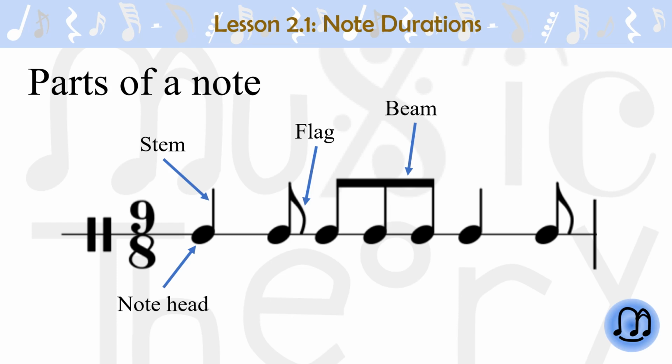Stems are only found on notes with a duration shorter than a half note, and flags and beams are only found on notes with a duration shorter than an eighth note.